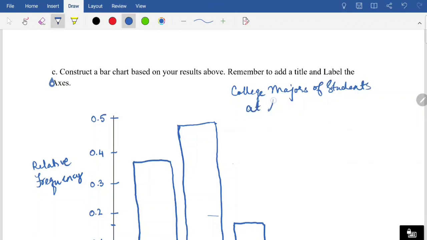Now, college majors of 25 students, really. It's not for all students. It was based on a sample. So we have to specify that, or we have to make that clear in our title, college majors of 25 students at Arizona State University. All right.